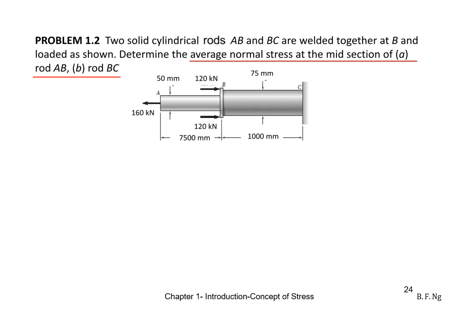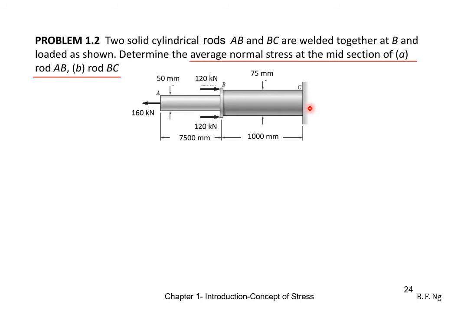Let us now look at the tutorial questions. In this question, 1.2, there are two cylindrical rods, AB and BC, which are welded together. We need to determine the average normal stress at the midsection of AB and BC. As you can see, there are two forces acting on the object. One is 240 kilonewtons (120 plus 120) in compression, compressing BC, and another is 160 kilonewtons, causing tension along ABC.